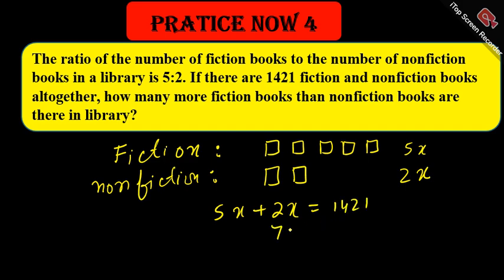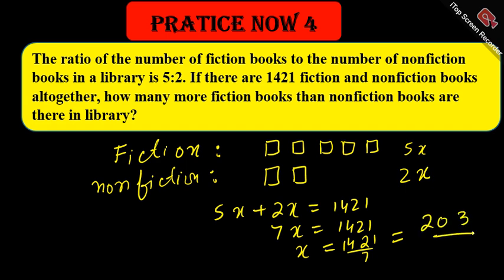So you can solve it again by linear equation. 1421 divided by 7 on both sides. By dividing this we get 203, right? Some students after dividing this get the answer of 23. So it's totally wrong. Again do it in the rough work by long division. We will get the answer 203.